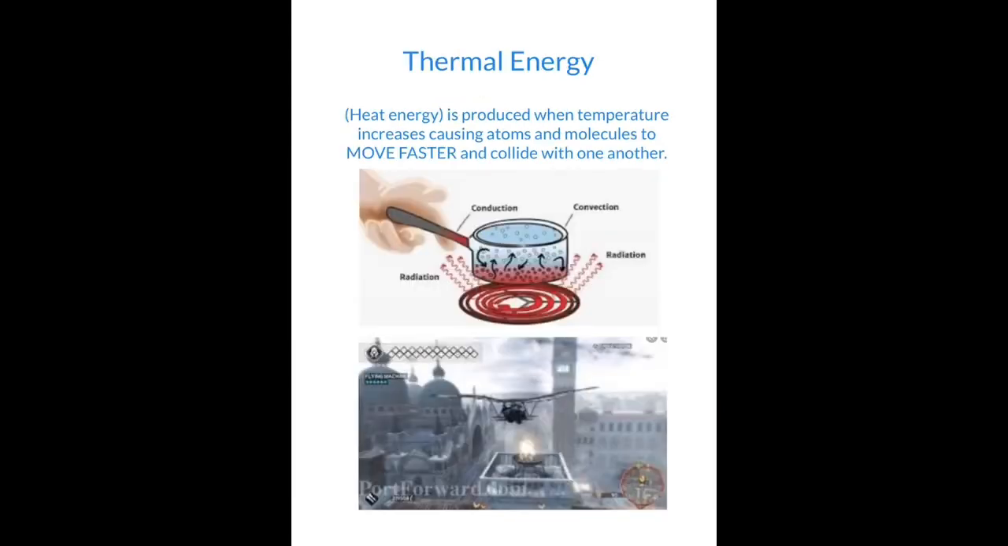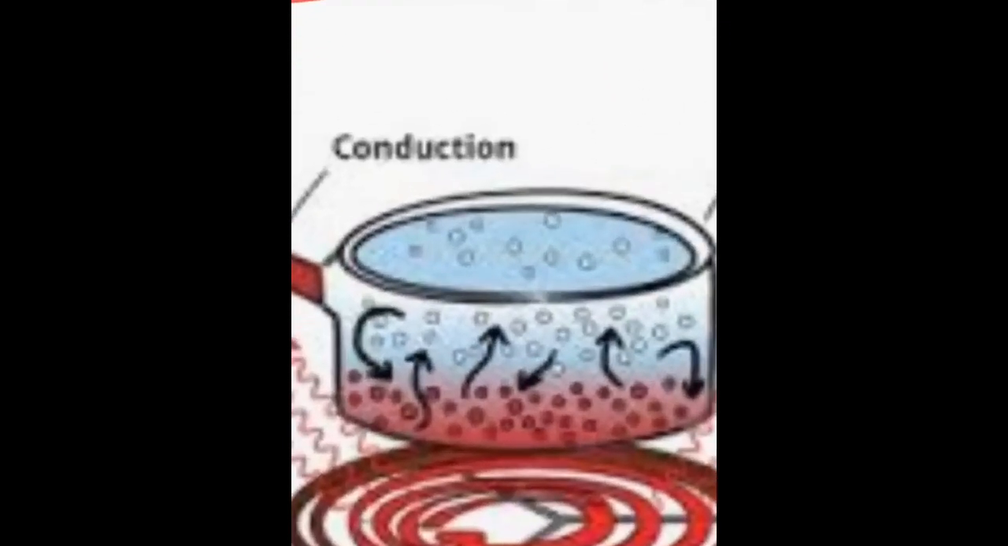Right, thermal energy is another type of kinetic energy, which means there has to be some sort of movement here. Now, heat energy is produced when a temperature increases, so something's getting hotter, right? And when things get hot, it causes atoms and molecules to move. There you go, there's the key part. Move and collide with one another. So if we look in this pot of water, you're going to notice there's a bunch of water particles.